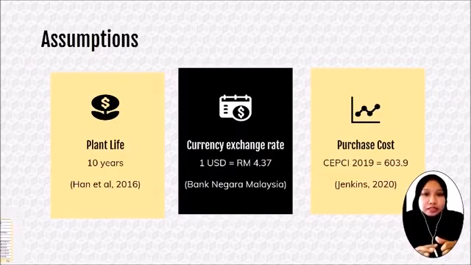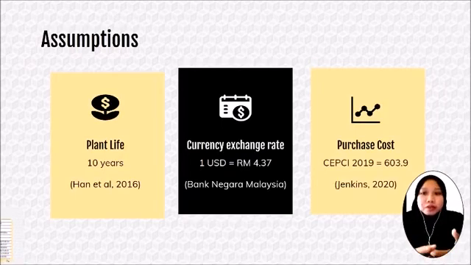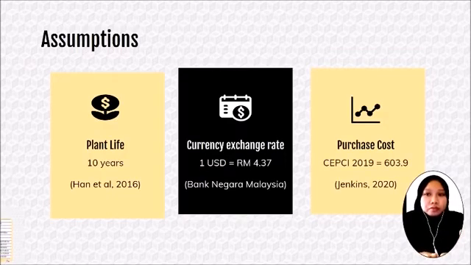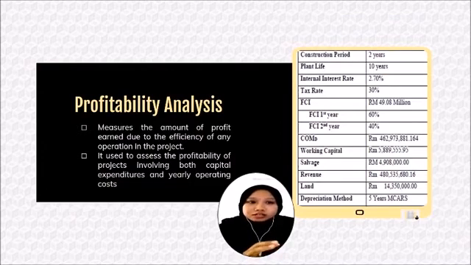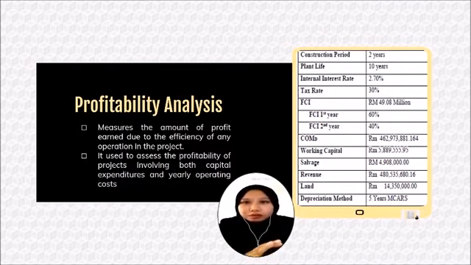The plant life is 10 years with 2 years of construction, and the currency exchange rate is 1 USD equal to 4.37 ringgit from Bank Negara Malaysia, and the purchase cost of the equipment index from January 2020, for the average of 2019, is equal to 603.9. So to see the efficiency of our plan, we need to do the profitability analysis, which measures the amount of profit earned during the project and is used to assess the profitability of the project, involving both capital expenditure and yearly operating costs.